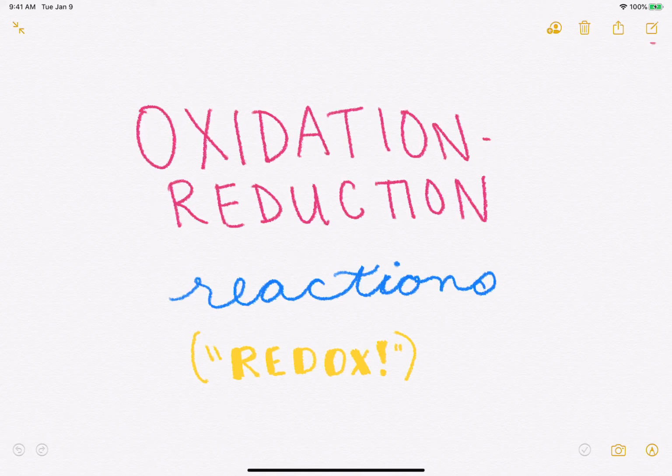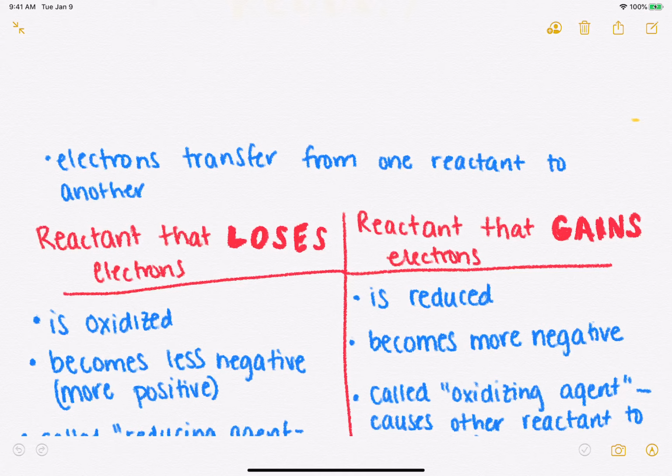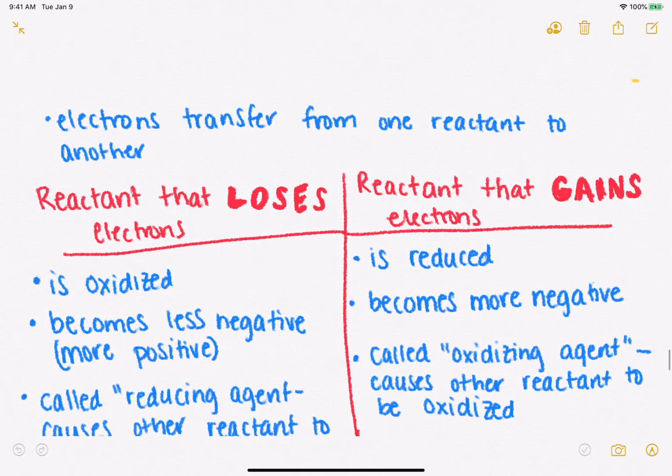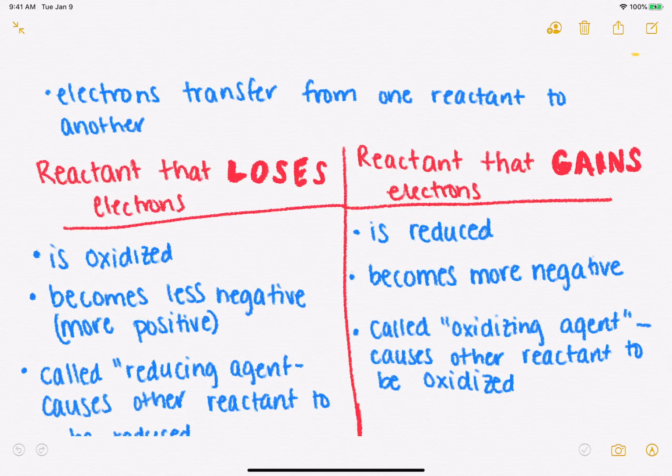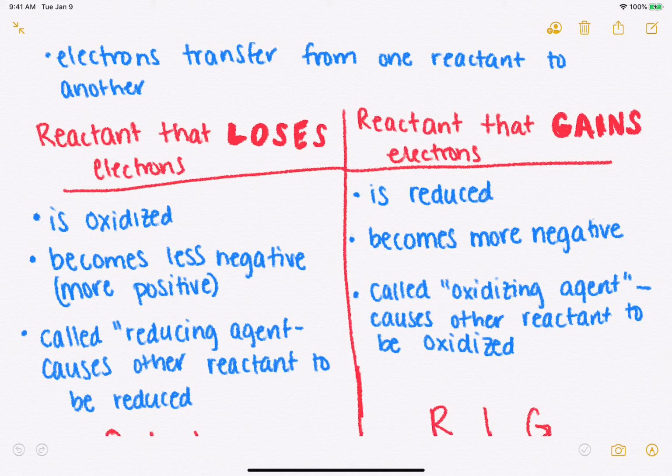Next up, we're going to discuss oxidation-reduction reactions, also known as redox reactions. Redox reactions are reactions in which electrons transfer from one reactant to another. In these types of reactions, one of the reactants is losing electrons, the other one is gaining electrons. Sometimes it's a little bit difficult to keep them straight, which one is which, so I've got this handy chart for you.